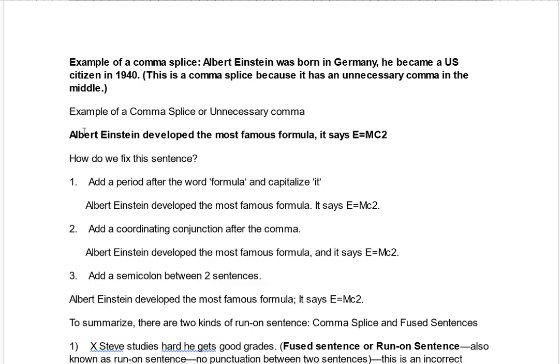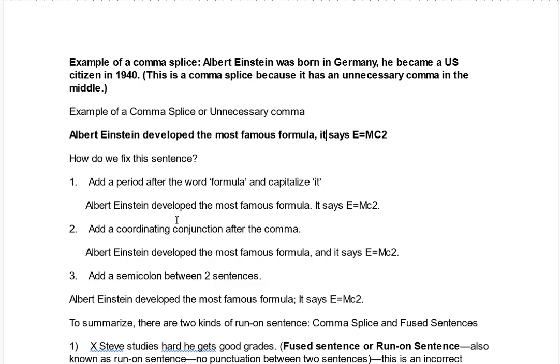Here's another example of a comma splice in your quiz. Albert Einstein developed the most famous formula, comma, it says E equals mc squared. That's not correct because here, instead of a comma, you need to put a period, and then you need to capitalize it. So how do we fix this comma splice? Because here you have two sentences fused together with an unnecessary comma. That's known as a comma splice.